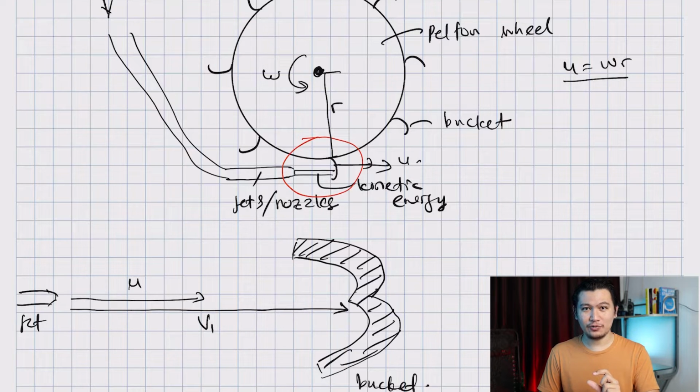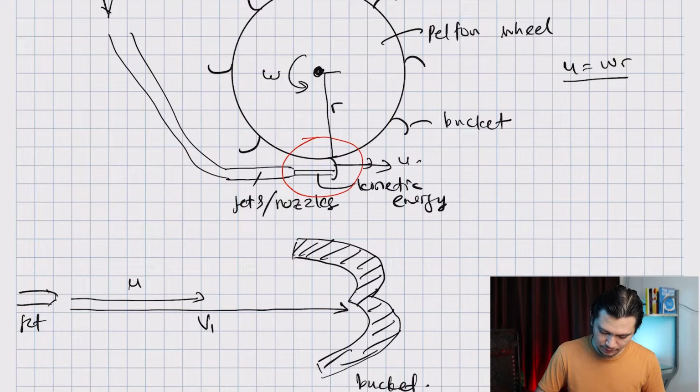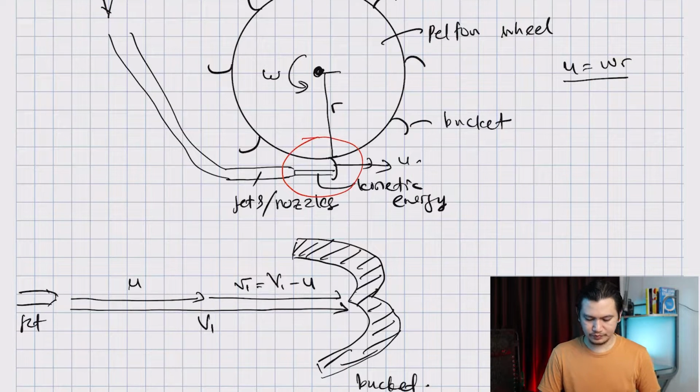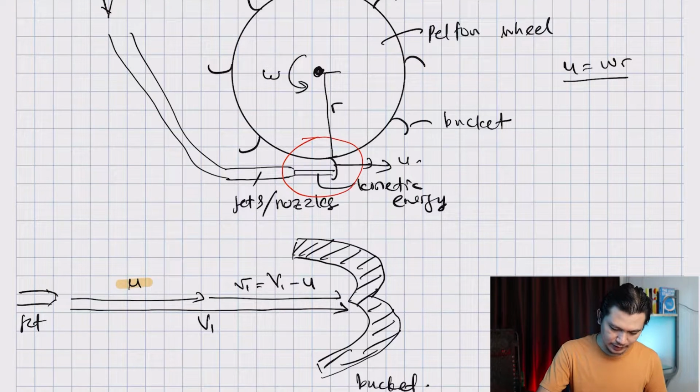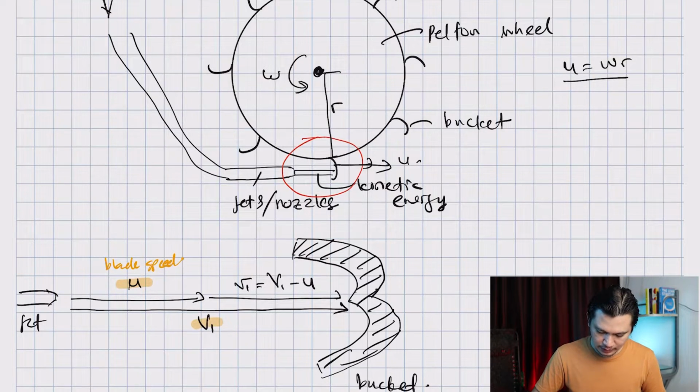When we have U and we have V1, we also have another component which is called the small v1. Okay, and this is equal to capital V1 minus U. U is the blade speed. Okay, let me write it here in orange. So this is blade speed. Okay, and V is the jet speed or the water jet speed, okay, and small v is the relative velocity.